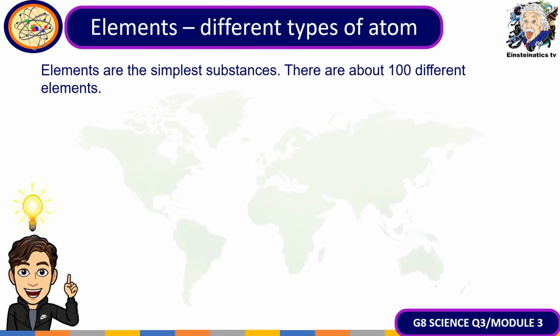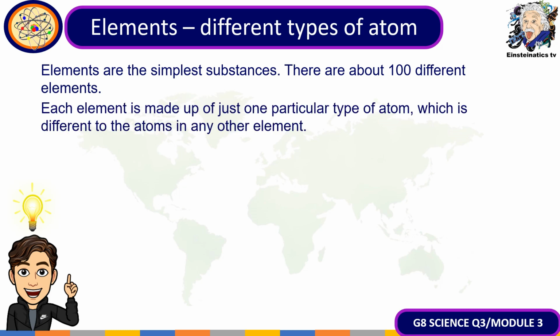It is important for you to remember that elements are made up of different types of atoms. So elements are the simplest substances, and there exist about 100 different types of elements. So yung bawat elements ay binubuo ng isang particular type lang ng atom, which is different to the atoms of any other element. So ibig sabihin, isang element, isang atom lang. So, magkaparehong element, ibig sabihin, magkaparehong atom yung bumubuo sa kanya. Magkaibang element, so that means magkaibang atom yung bumubuo sa kanya.